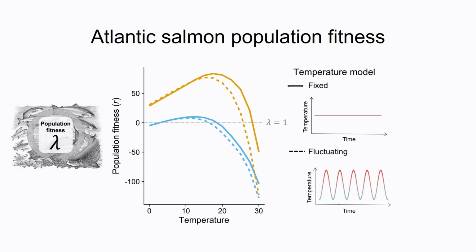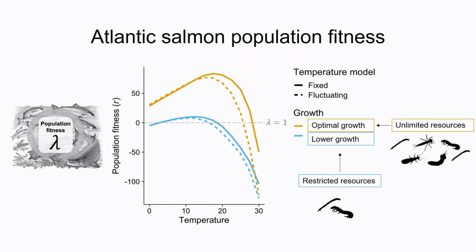And then we've looked at this for 2 temperature modeling regimes. So basically a fixed mean temperature model, which is the solid line, as well as seasonal fluctuations, which is the dotted line. And we'd also expect these fluctuations to increase under climate change. And then we've also compared it for 2 levels of growth. So the yellow is under optimal growth, so it's like unlimited resources. And then we've got a more restricted growth, so it would be less resources available, which is more like what we'd expect to see in the real world.